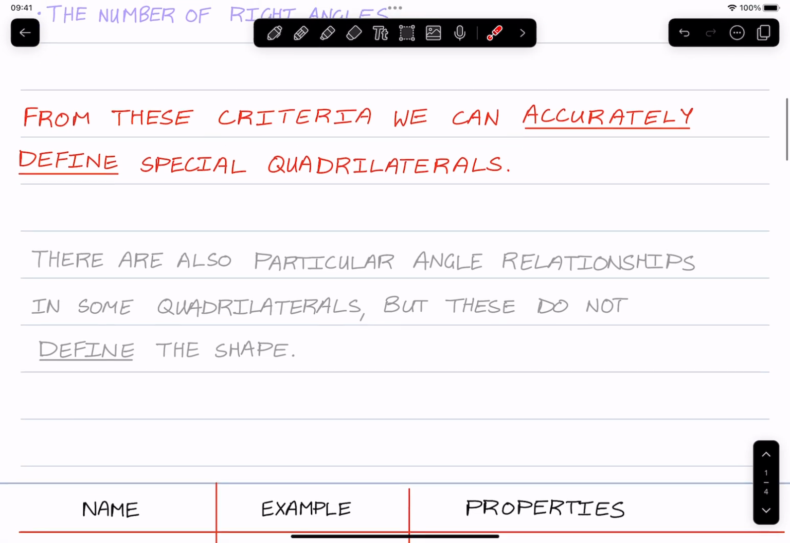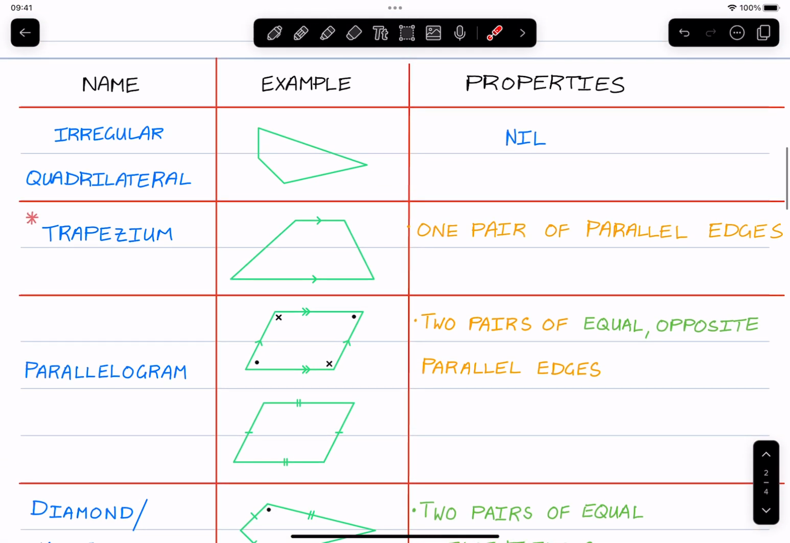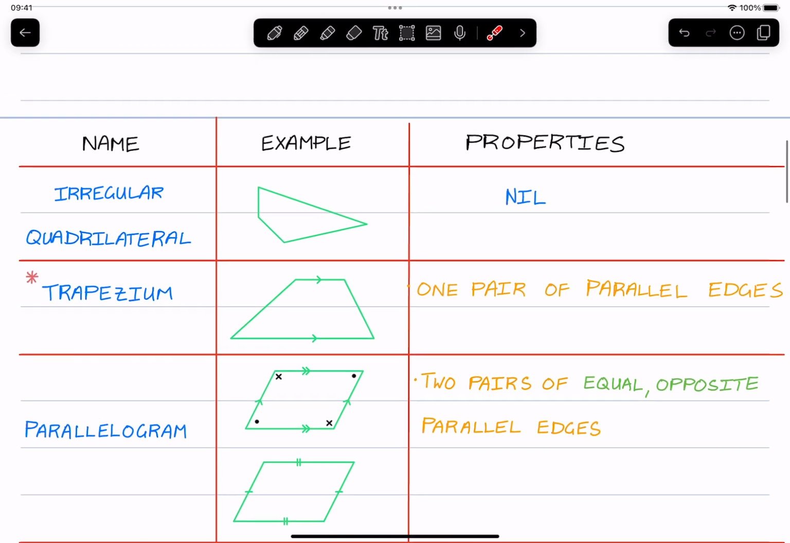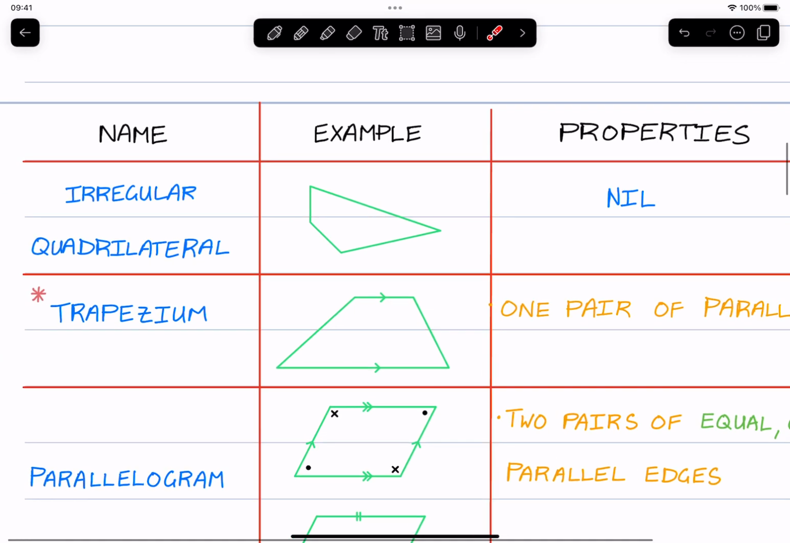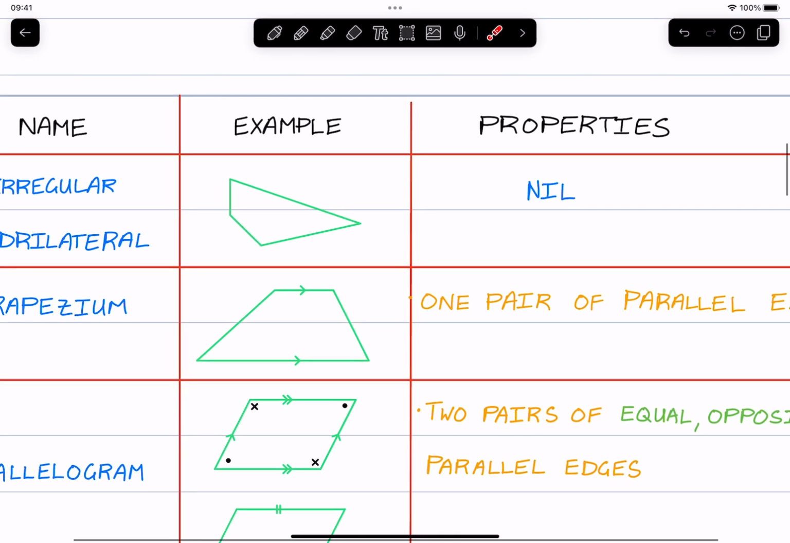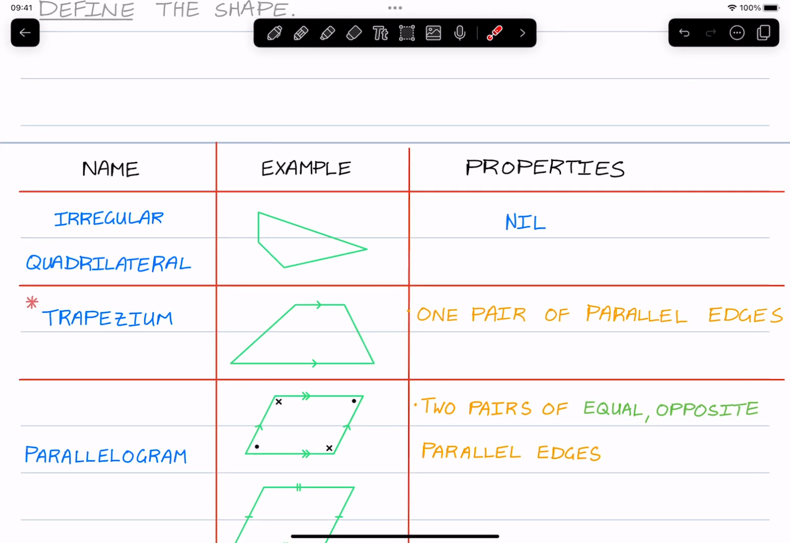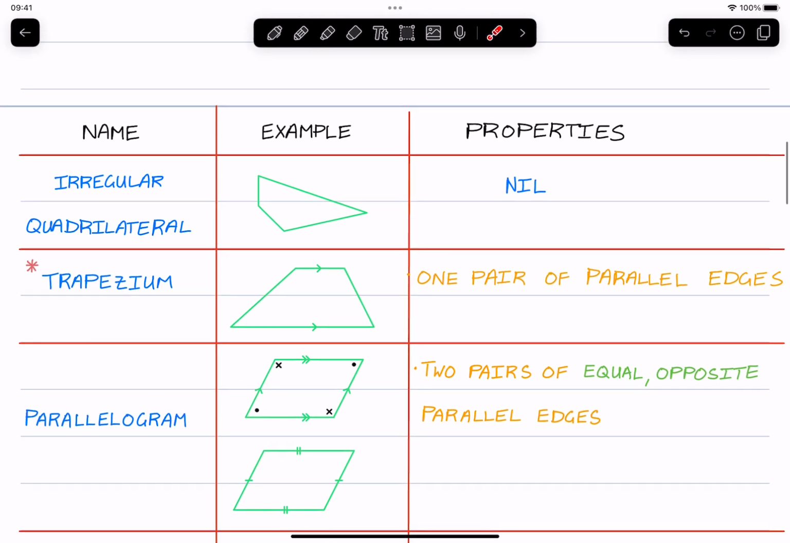All right, so without going any further, let's take a look. So we have the name of the quadrilateral, just one example of what it might look like, and what properties it might have. So the first one we've already seen is an irregular quadrilateral. So here's an irregular quadrilateral. There's four sides. That's pretty much it. There's nothing special about it.